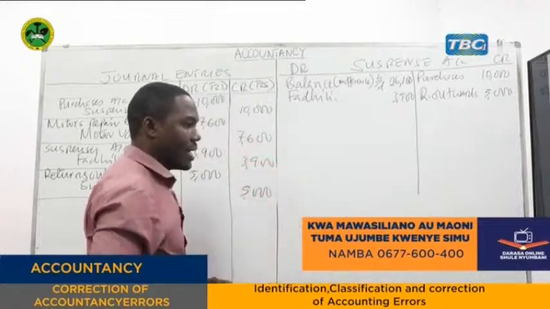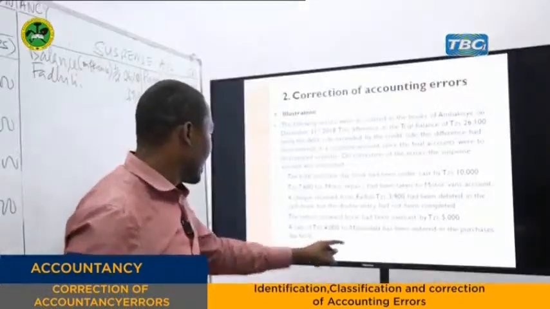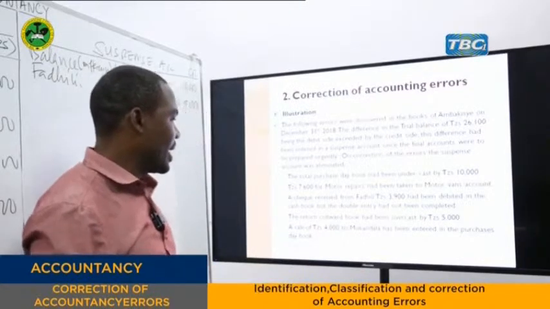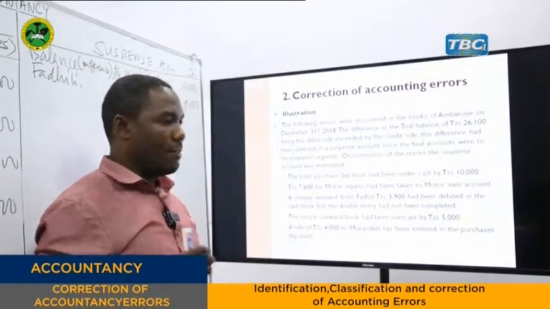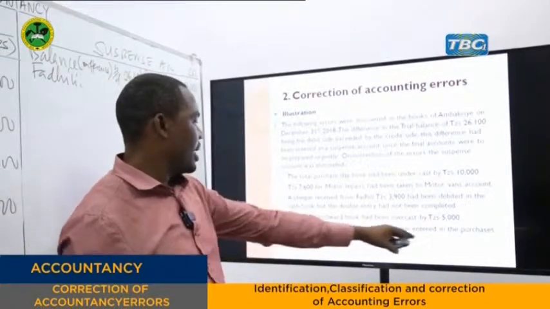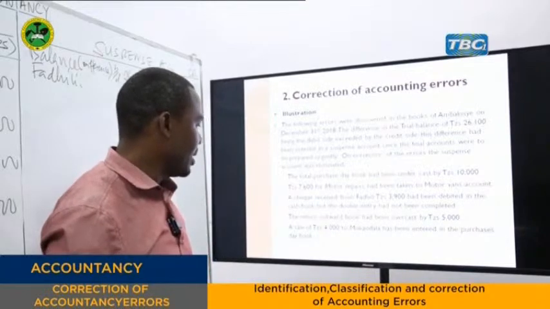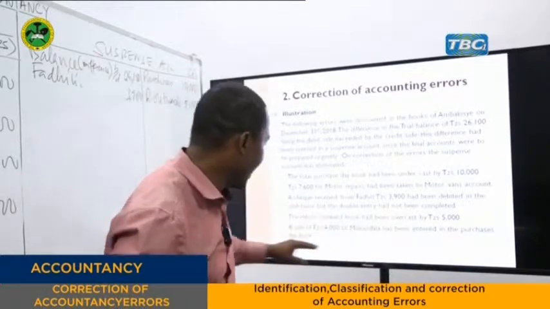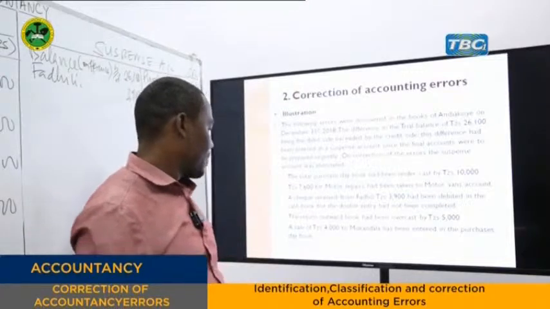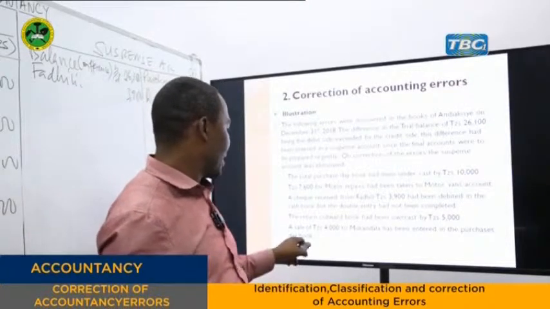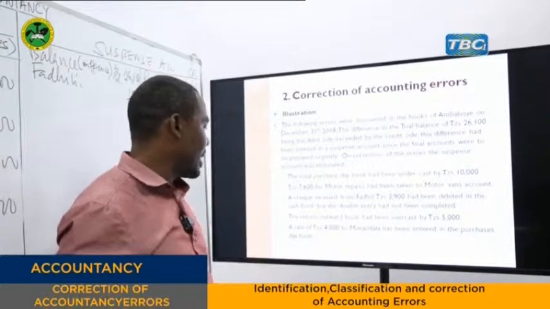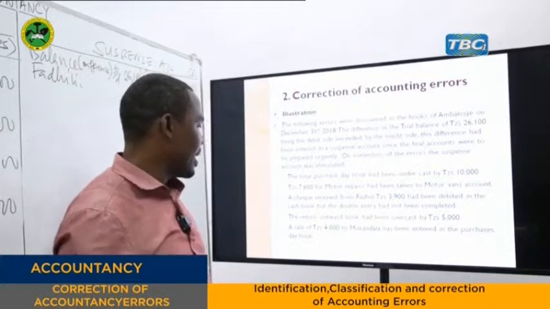Okay. The next item was a sale of TZS 4,000 to Mukandara that has been entered in the purchases daybook. If it is a sale to Mukandara and was entered in the purchases daybook, that means this transaction was completely recognized as a purchase of goods for resale. So it was debited to purchases account and credited to Mukandara. Definitely Mukandara is our debtor, but was recognized as a creditor.